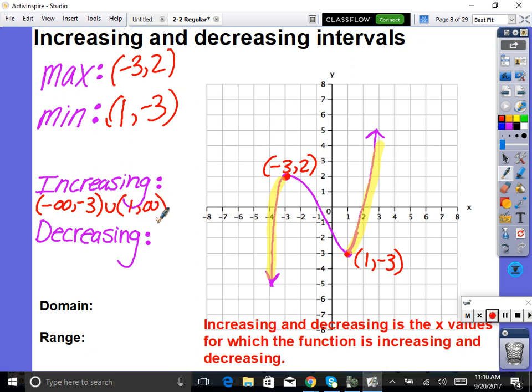Now decreasing, we're decreasing on this interval. So from this x value to this x value. So we're decreasing from negative 3 to 1. My domain is in general, all together, where's my function growing from left to right? Yep, it's going this way forever and that way forever, negative infinity to positive infinity. Now my range, isn't it growing to negative infinity? And positive infinity. So range is all real numbers as well. Either one. Okay, all good?